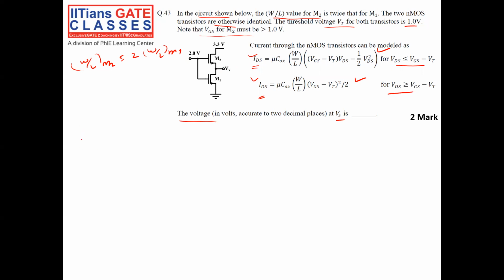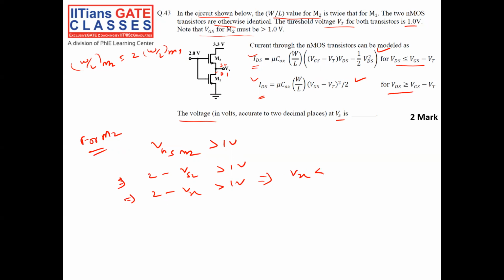Okay. So first see for M2. For M2 it is given that VGS of M2 is greater than or equal to 1 volt. VG of M2 is 2 volt, right? So 2 volt minus VS2 should be greater than or equal to 1 volt. This is source 2, and this is drain 1. So source 2 is nothing but Vx. This implies Vx should be less than or equal to 1 volt, right? Vx should be less than 1 volt.